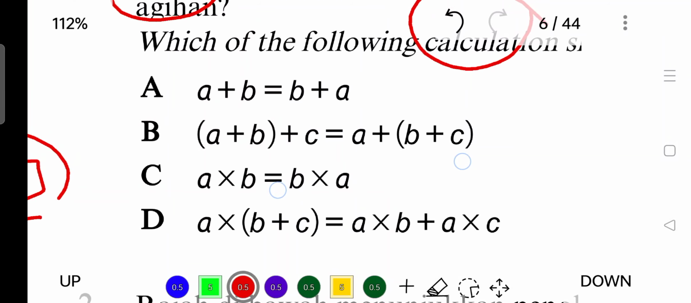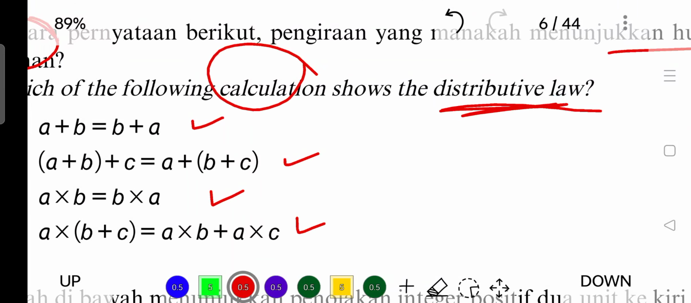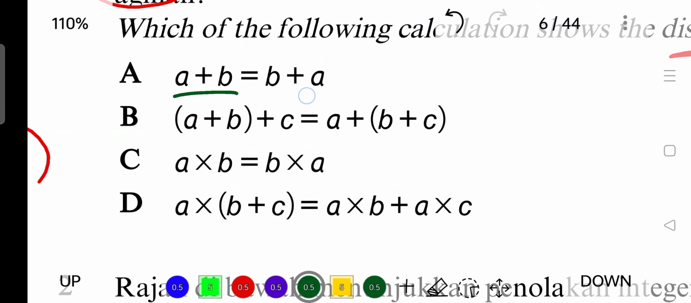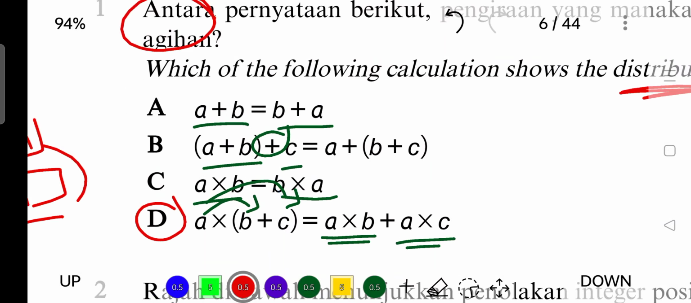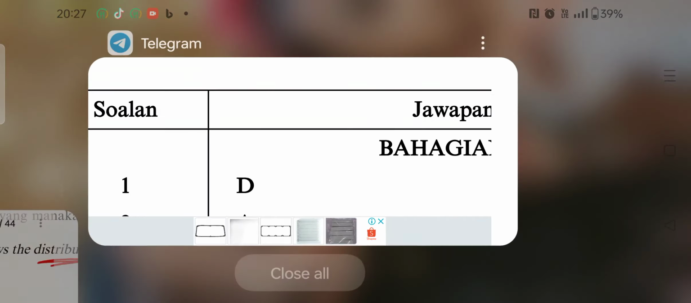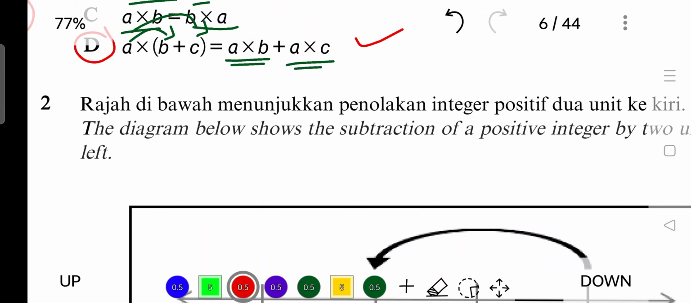All right, so if we check option A, option B, option C, and option D, which one would be the correct one that shows the distributive law? Which one is distributing? Is this distributing? No. Is this distributing? No. Is this distributing? No. Is this distributing? Yes. So the answer is D. Number 1 is D. Let's check for the answer. Yes, number 1 is D. Okay, that is correct. If you have given me this answer, you got it correctly.